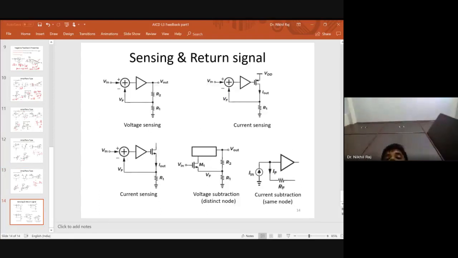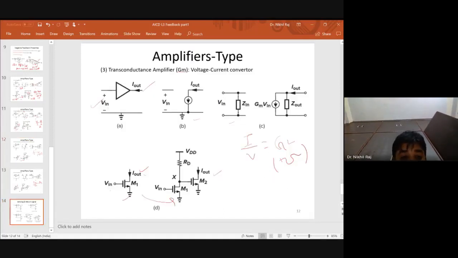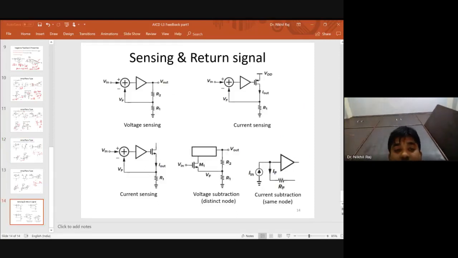Okay, so now we have seen how many types of amplifiers there can be. Now we'll see how to check whether a circuit is sensing current or voltage. In the first circuit, this is the Vout terminal, and Vout is related to Vin through R1 and R2. These two are the components which correlate my output to the input.